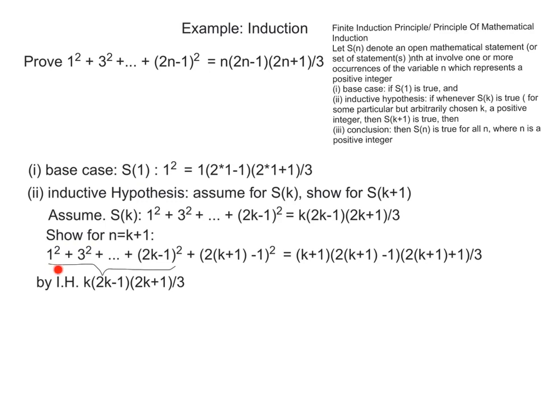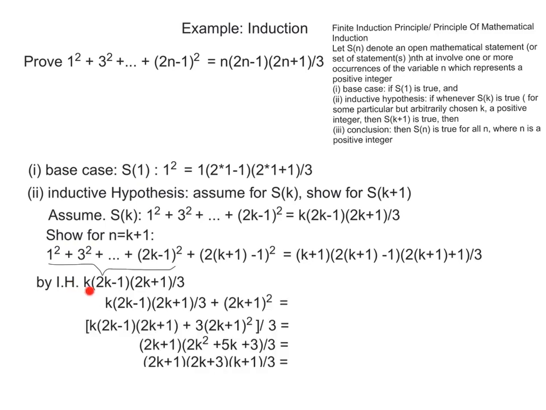So by the inductive hypothesis, which I abbreviated as IH, this here is equal to k(2k minus 1)(2k plus 1) divided by 3. So here I plug in my inductive hypothesis for my first k terms. I bring down my k plus 1 term, and I also simplified it some. I also did some simplification over here on the right-hand side. And the rest is algebra on the left-hand side until my left-hand side equals my right-hand side.